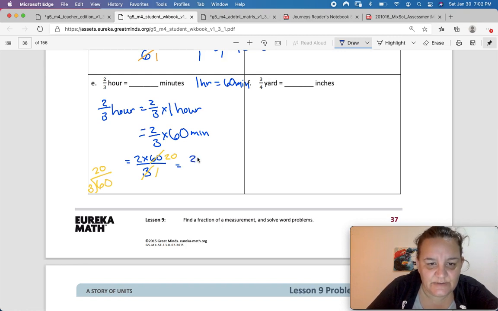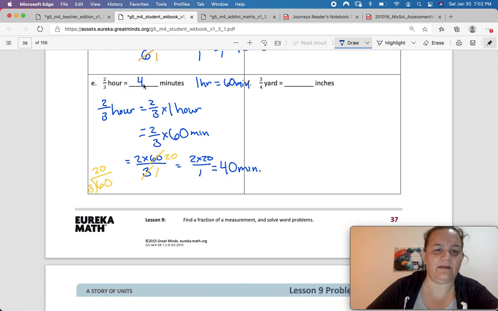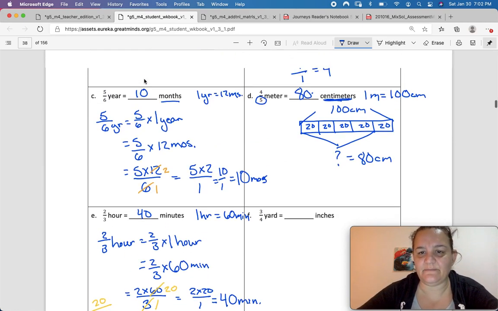is 2 times 20 over 1, which equals, do I need to rewrite the 1, or can we just say that that's 40? 40 minutes. Okay, write your answer here. Did I do that up there? Did I? Yes, I did.